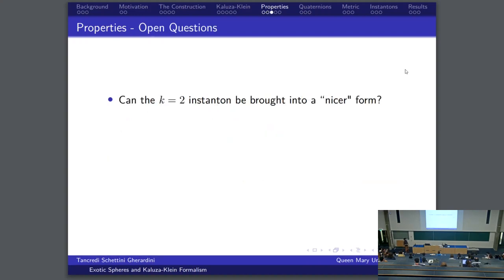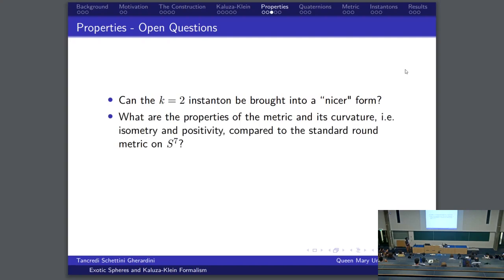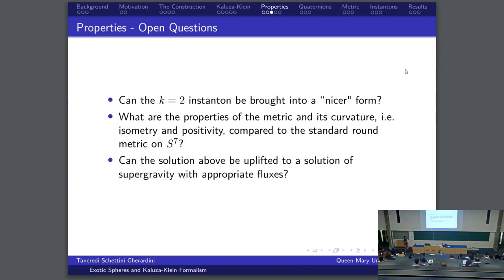Now, some natural questions are: can you actually find a better form for the double instanton, or k equals 2 instanton, which you saw is much more complicated than the k equals 1 case? Then another one is, can we study this metric better in terms of isometry, Ricci tensor, and so on? And then also a final one, which is probably the key one: can you actually turn on some fluxes to support this metric and give a full supergravity solution?